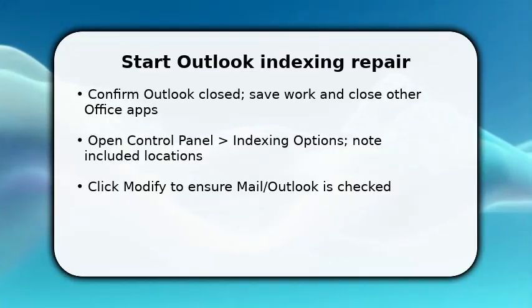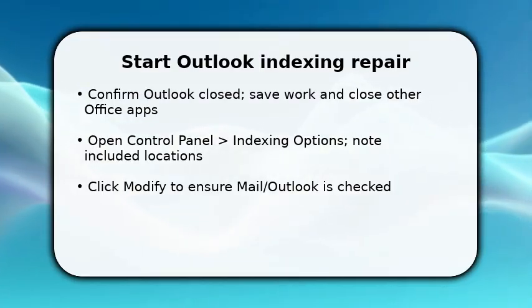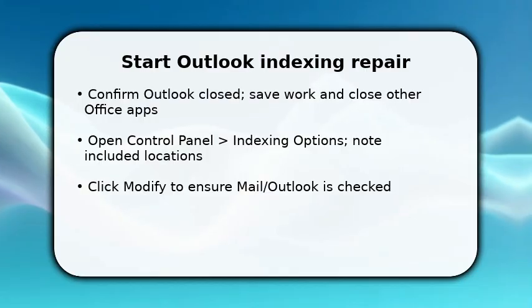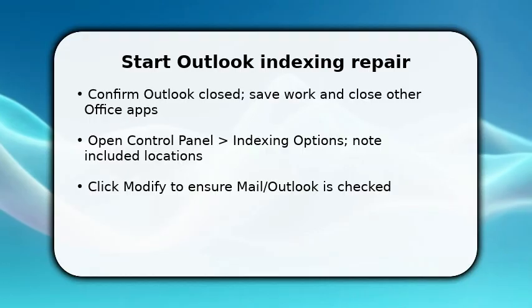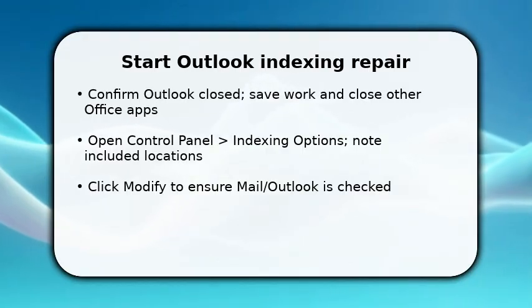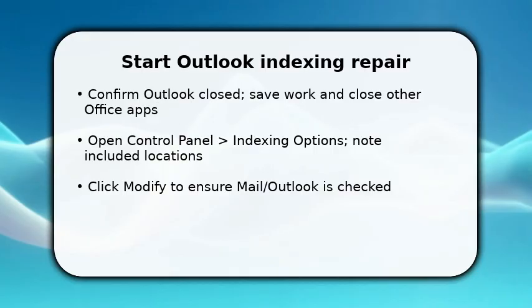You begin by closing Outlook and saving any open drafts. This prevents file locks. Once done, open Control Panel and go to Indexing Options so you can see what Windows indexes. Make sure Mail or Outlook data file locations are selected. If not, click Modify and add them.